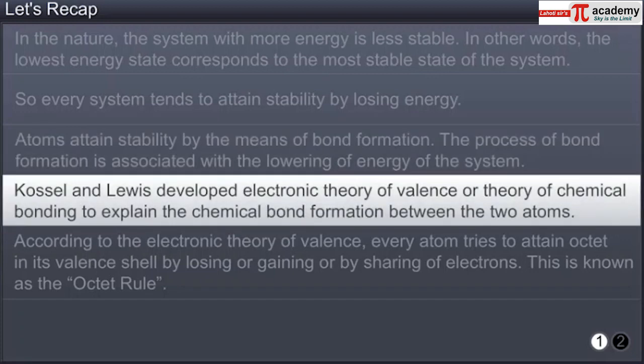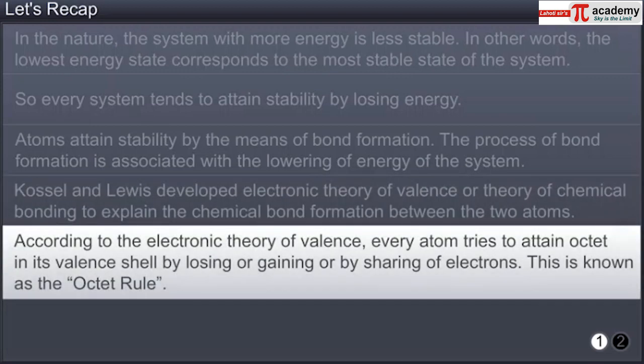Kossel and Lewis developed electronic theory of valence or theory of chemical bonding to explain the chemical bond formation between the two atoms. According to the electronic theory of valence, every atom tries to attain octet in its valence shell by losing or gaining or by sharing of electrons. This is known as the octet rule.